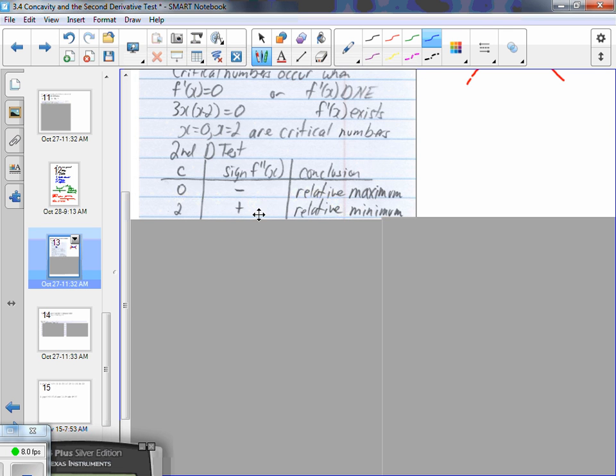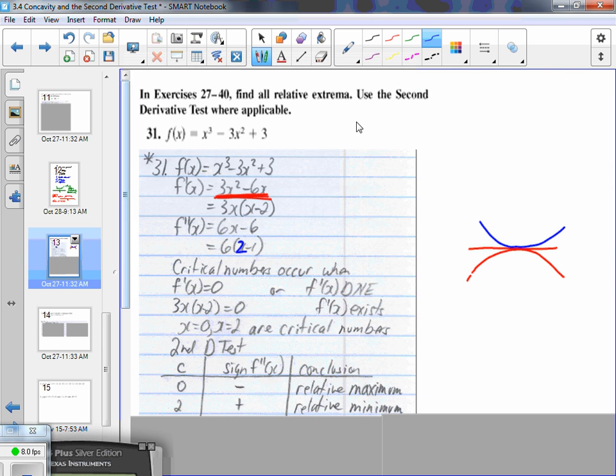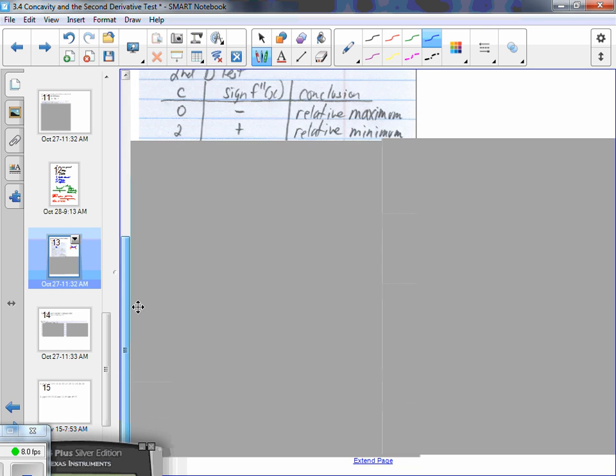Okay? All right, so what we have then is a relative maximum when x equals 0, and a relative minimum when x equals 2. The directions said find all relative extrema. We have found where the two occur. We haven't yet found what they are, have we? Okay? So let's figure out what that relative maximum is.